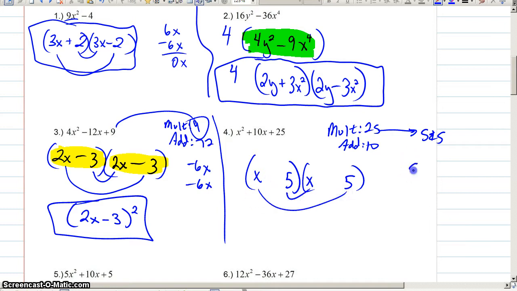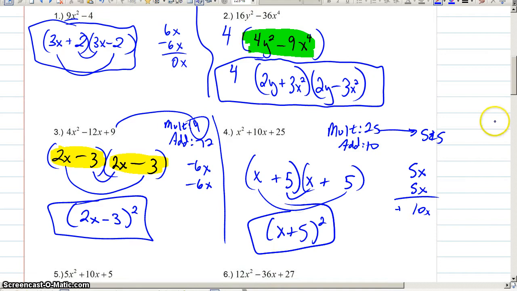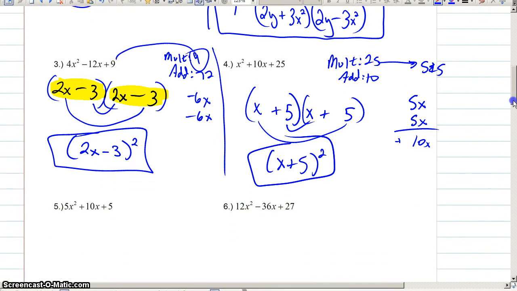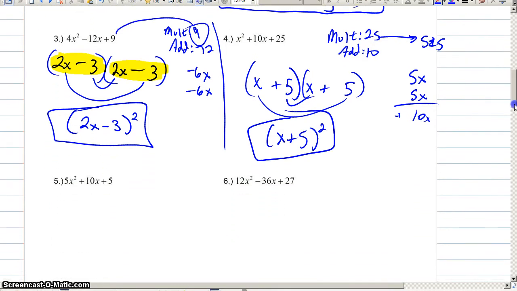Look at the nose and the mouth. 5x and 5x could add up to a 10x. So make both of these a plus. Then you multiply a 5 and a 5 to a 25. You'll add up to a 10x. Everything is the way it should be. We can write this more simply as x plus 5 quantity squared. As we move on, let's take a look at number 5.